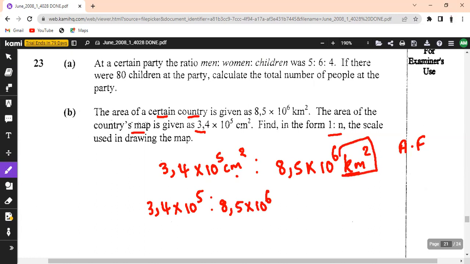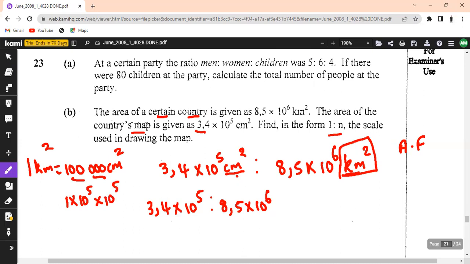So let us convert square kilometers to square centimeters. What do we have? We know that in a kilometer, we have 100,000 centimeters. So if we square this, we are going to have 100,000, which is 10 to the power of 5, times 10 to the power of 5 again, that's to square. We have to add 5 plus 5, which is 10. So it's going to give us 10 to the power of 10.